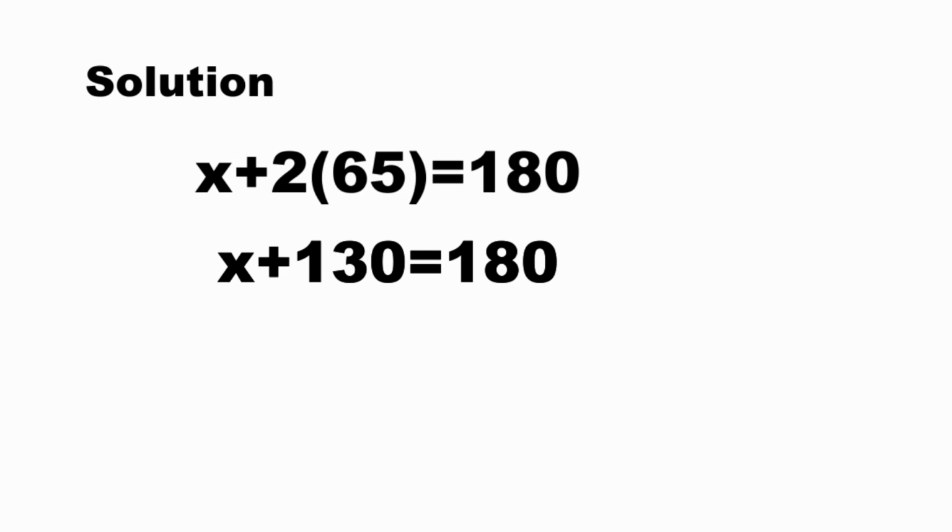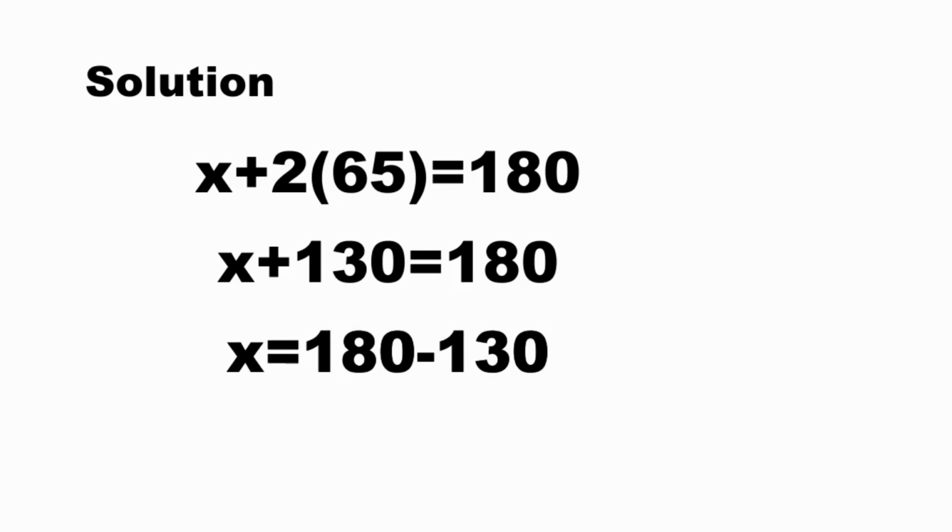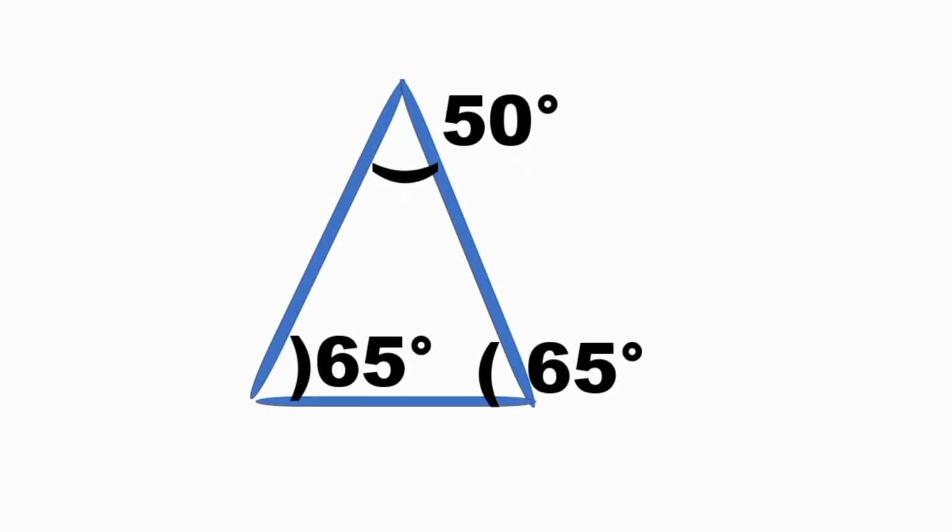And 2 times 65 is 130, so X plus 130 equals 180. Transpose 130 to the right, so X equals 180 minus 130. 180 minus 130 is 50, so X equals 50 degrees. So here is the figure of the triangle with the measurements of the angles.